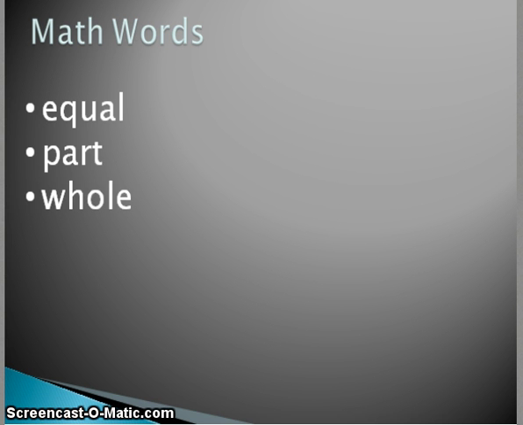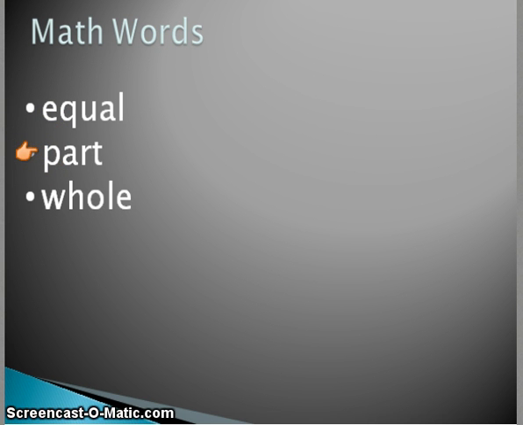All right, so some math words that we're going to cover, we're going to talk about equal. We've talked about the word equal in past lessons. Basically, the word equal means that there are 2 parts and they are the same. Or if you have a 6 and a 6, those 2 numbers would be equal or the same. The next word you're going to hear is part.